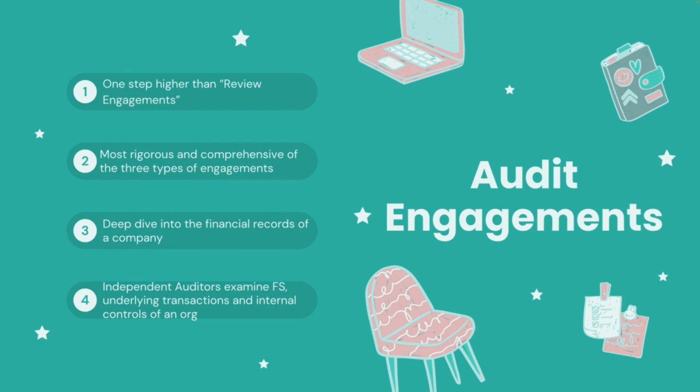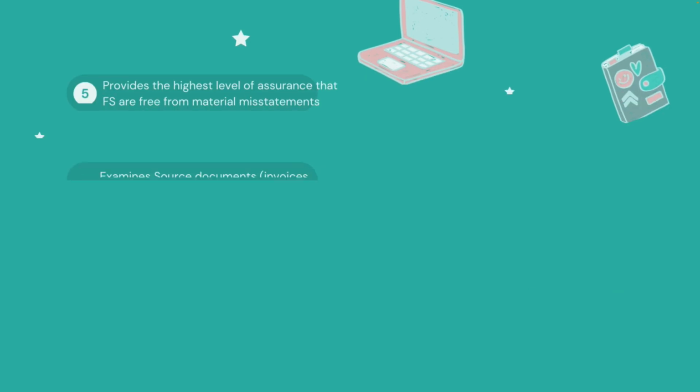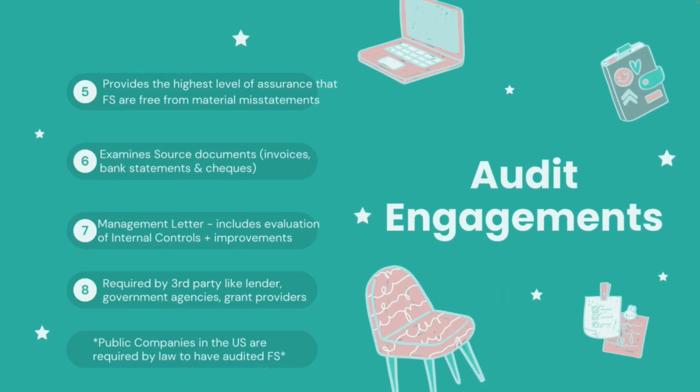So underlying transactions, that's when they actually check the receipts. Yeah, so before we were talking about the internal controls in the review engagement, and now you're going another step further and you're really looking at the ins and outs of the transactions. Yep. So this provides the highest level of assurance that the financial statements are free from material misstatements.